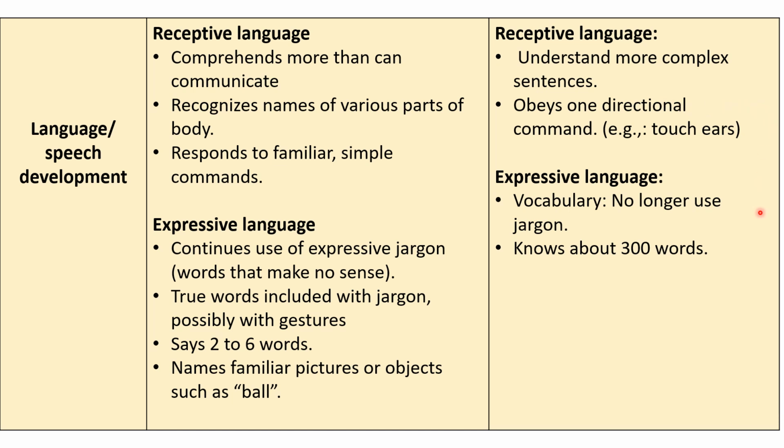Expressive language. Now at this age group of 30 to 36 months, they don't use jargons. Now they know the true words. They know about 300 words.